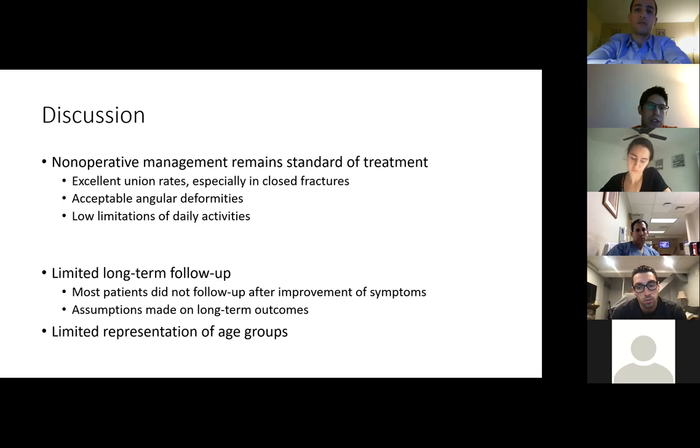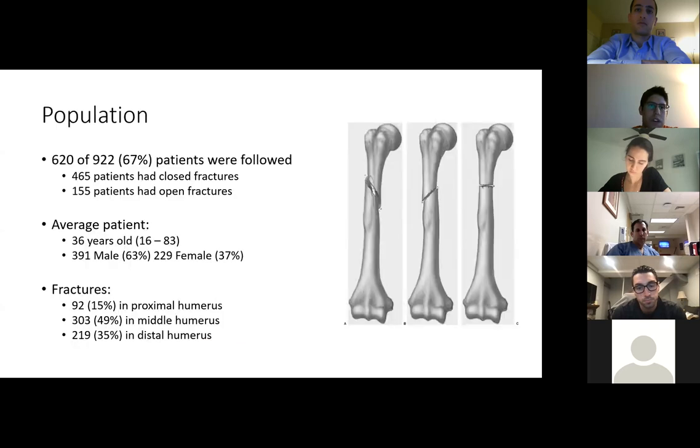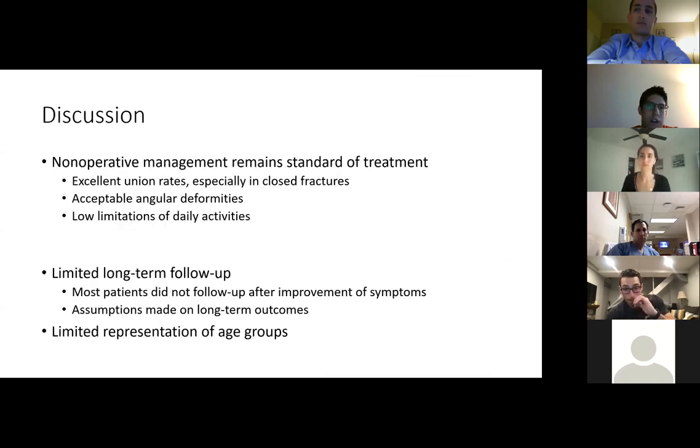But some of the issues that I saw with the paper is that they had really limited long-term follow-up. As we saw here, only 67% of the patients were followed up until the fractures actually healed. Because this was an indigent population with low SES and low health literacy, they didn't really follow up once the symptoms had improved, even if the fractures hadn't healed yet. And so the paper makes assumptions on the long-term outcomes that I didn't feel could really be made if they didn't follow them up that long. They said that the range of motion would be acceptable long-term when they really didn't follow patients up that long.